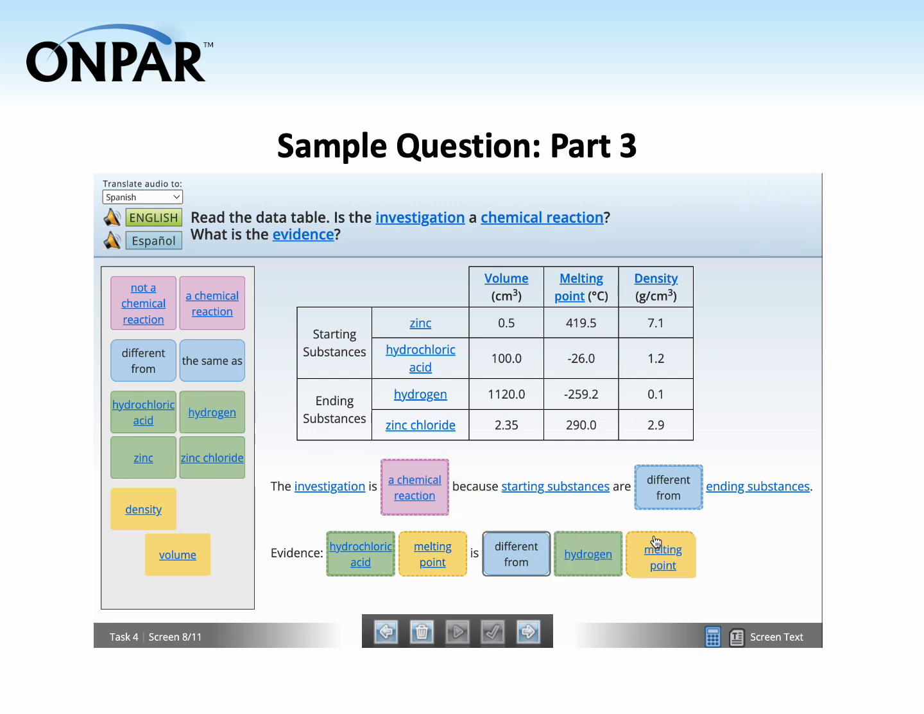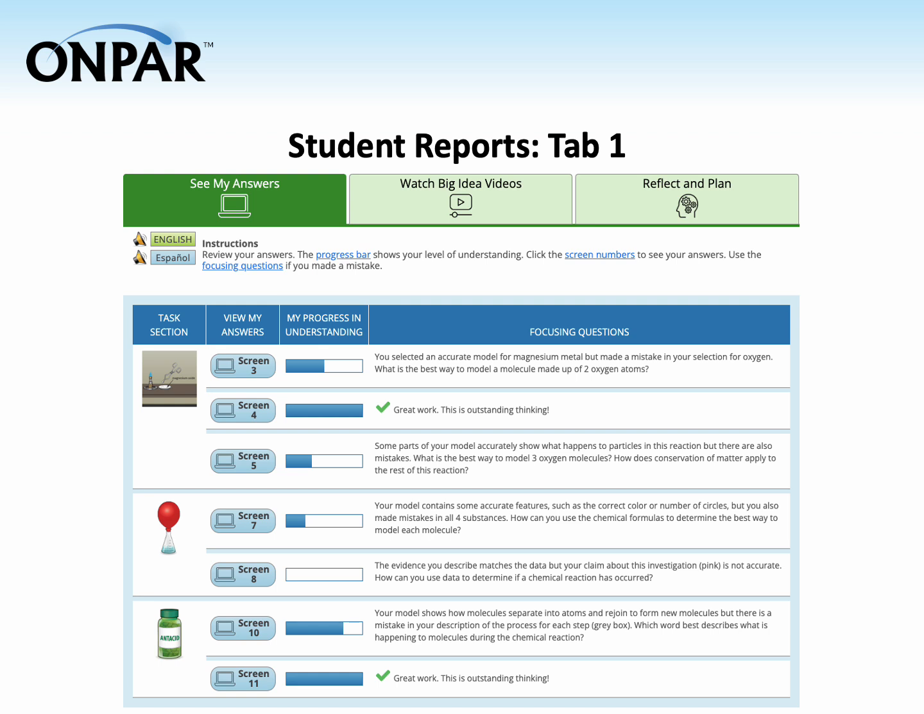We also like this sentence stem framework for helping students build their discourse skills without lowering the scientific rigor being asked. If you notice in the corner, this says it's screen 8 out of 11. So this was just one part of a larger chemical reactions task. When students finish the whole thing, this individualized score report automatically pops up.